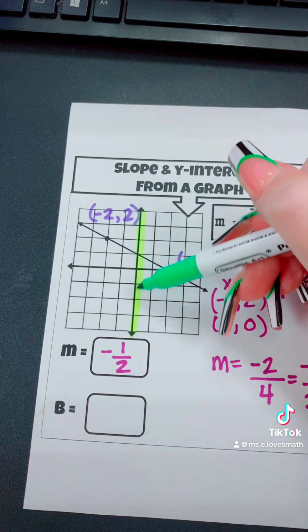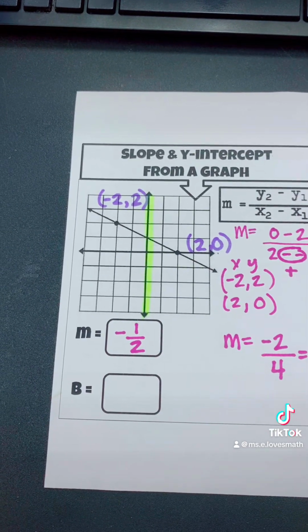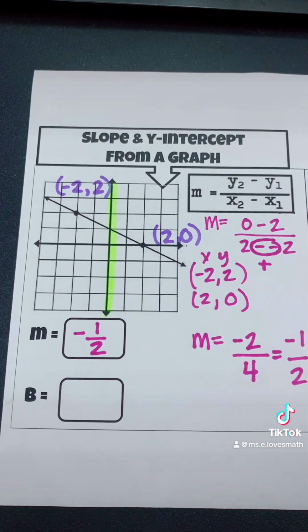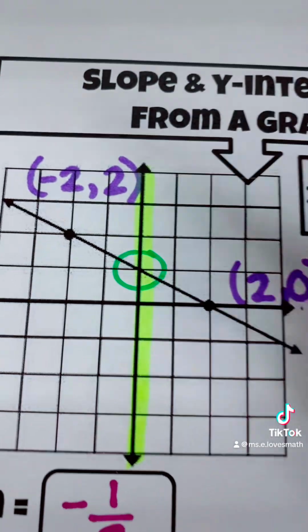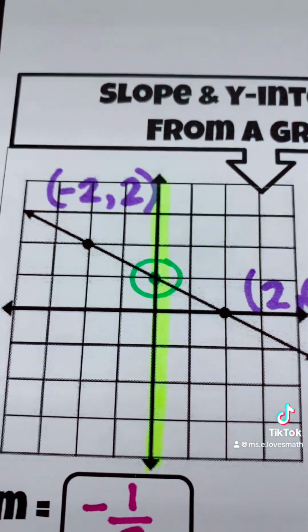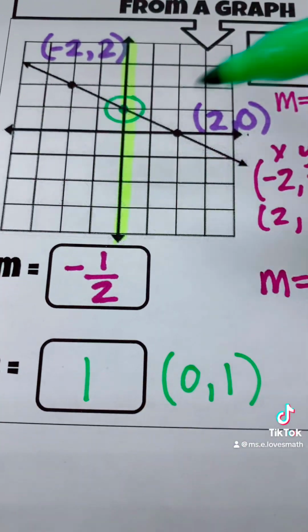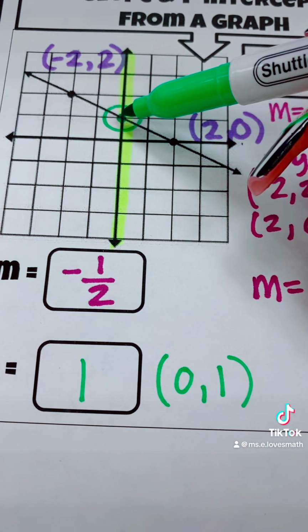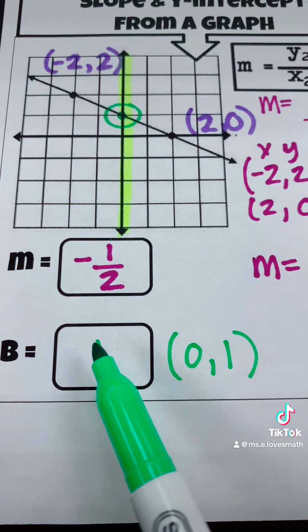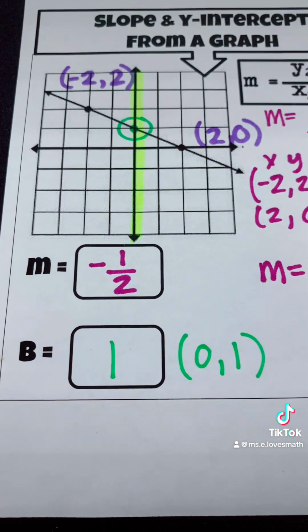So I have highlighted our y-axis right here. Now we need to find the spot where our line crosses that axis. I've circled the spot where it crosses the axis. It crosses the axis right here. At that point, that is a +1. The ordered pair for that point would be 0, 1. So you can write your y-intercept as the number 1 or as an ordered pair, 0, 1.